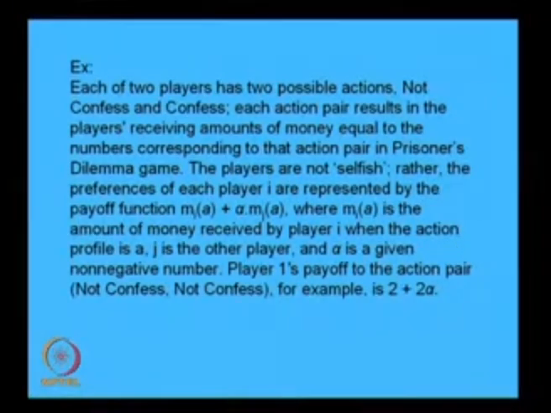Each of 2 players has 2 possible actions, not confess and confess. Each action pair results in the players receiving amounts of money equal to the numbers corresponding to that action pair in the prisoner's dilemma game. The players are not selfish; rather, the preferences of each player i are represented by the payoff function MiA plus alpha multiplied by MjA, where MiA is the amount of money received by the player when the action profile is A, j is the other player, and alpha is a given non-negative number. Player 1's payoff to the action pair not confess, for example, is 2 plus 2 alpha.